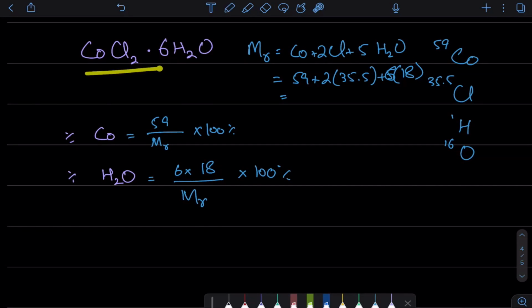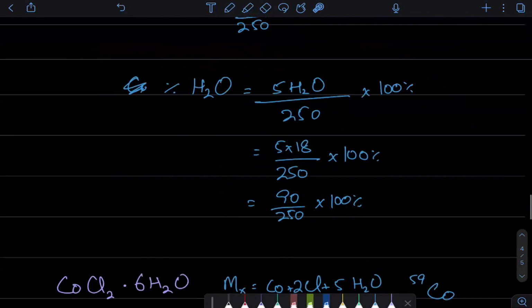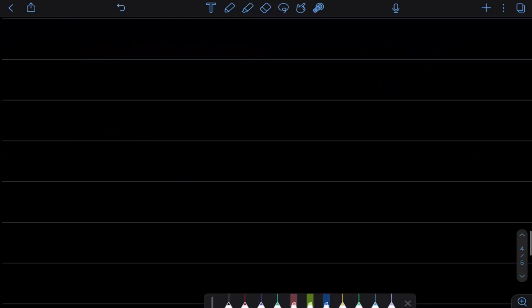These two compounds, CoCl2 and CuSO4, they are very interesting.